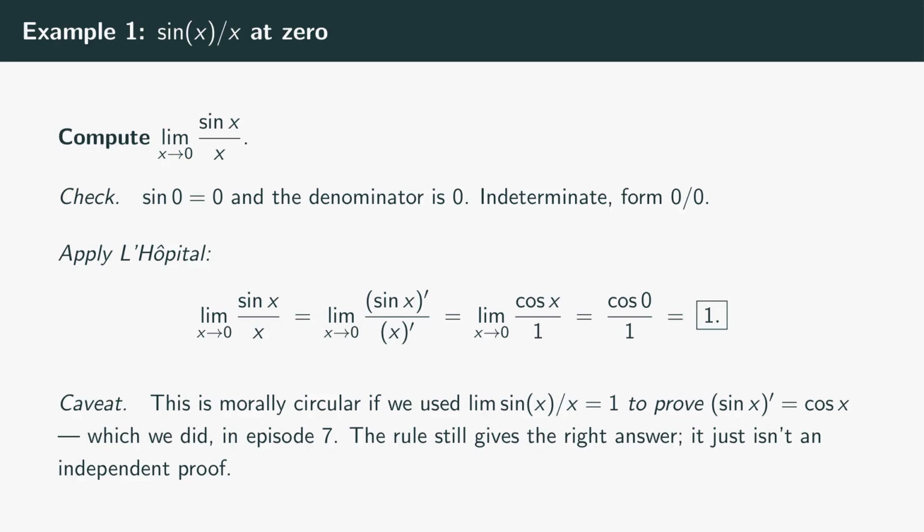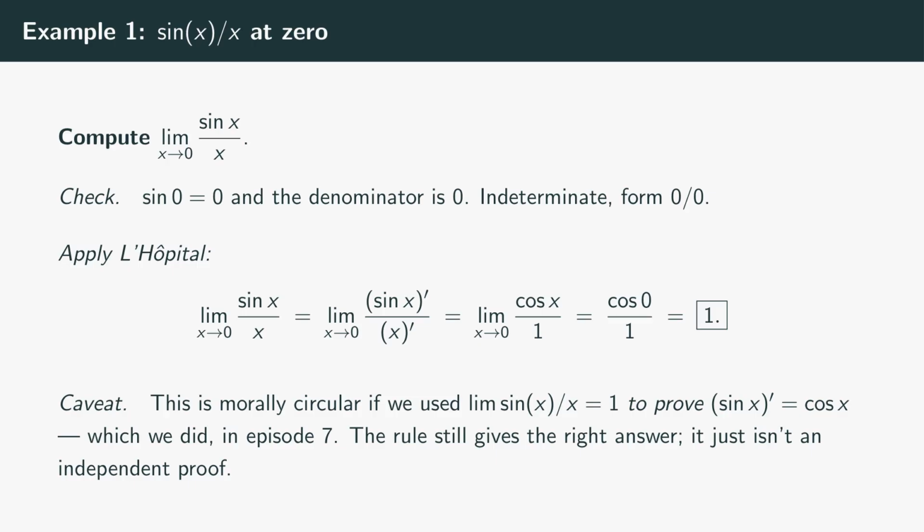First example. The granddaddy of all indeterminate limits, sine of x over x as x approaches 0. Check the form. Sine of 0 is 0, and the denominator is 0. We have a 0 over 0 form. L'Hôpital applies. Differentiate top and bottom separately. The derivative of sine of x is cosine of x. The derivative of x is 1. So the new limit is cosine of x over 1 as x approaches 0, which is cosine of 0 divided by 1, which is 1 over 1, which is 1.